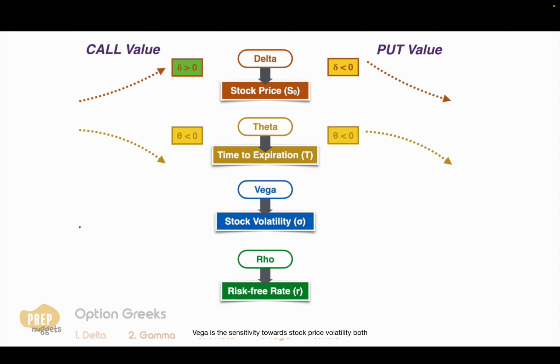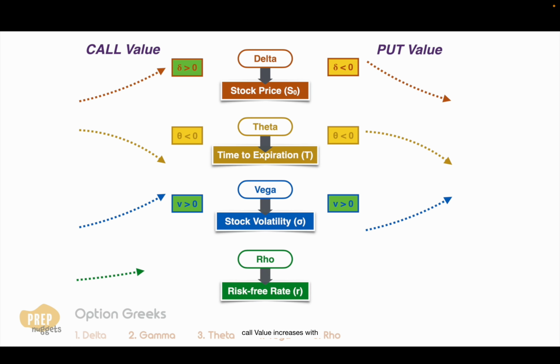Vega is the sensitivity towards stock price volatility. Both call and put value increase as volatility increases, so vega is positive for both. And rho is the sensitivity towards risk-free rate. Call value increases with risk-free rate, so rho is positive. Put value decreases with risk-free rate, so rho is negative. Risk-free rate is the least significant factor for the BSM model, so the magnitude of rho is rather small.